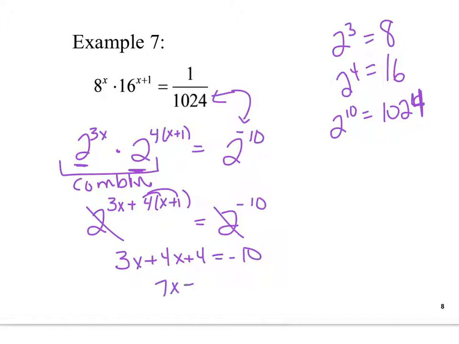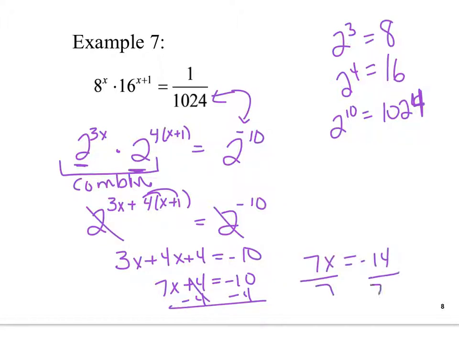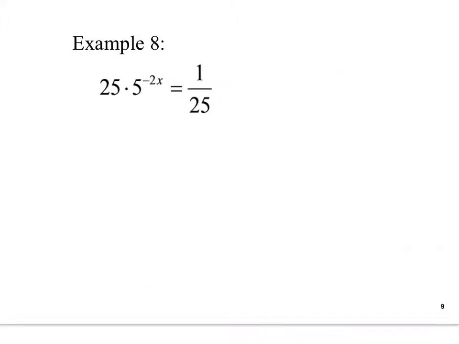Okay, so this is how we use our exponent rules. A little bit more involved. So 7x equals negative 14. X is negative 2. Okay, so when you multiply bases, you add the exponents. Okay, that's all. We did a lot of those. Hopefully it's pretty straightforward. And finally, same kind of difference here.